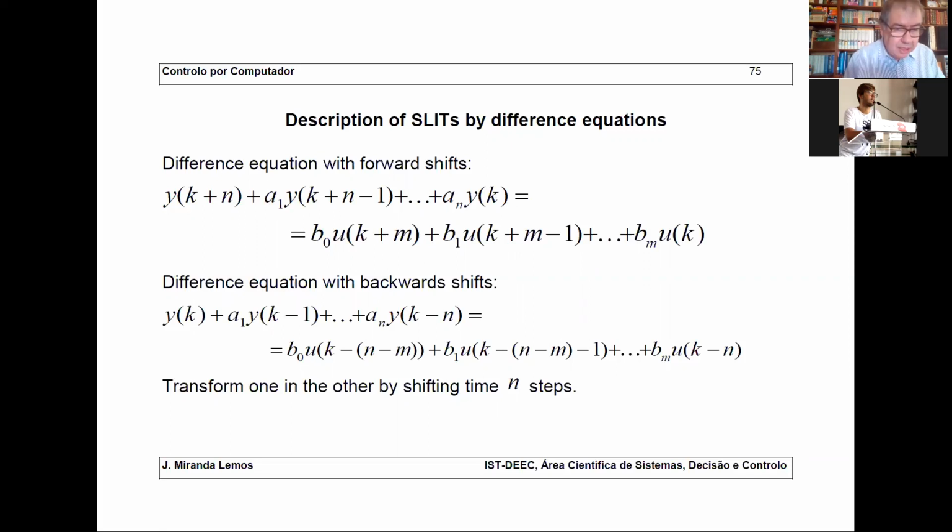Now, you can make that dependency explicit by making a backward shift of n steps. So you do a backward shift of n steps, where you had y of k plus 1, now you have y of k. Where you had y of k plus n minus 1, now you shift n, so you have k minus 1, and so on, okay? And the same thing for u. So here, you have now y k expressed in the past values and u in the past values also.